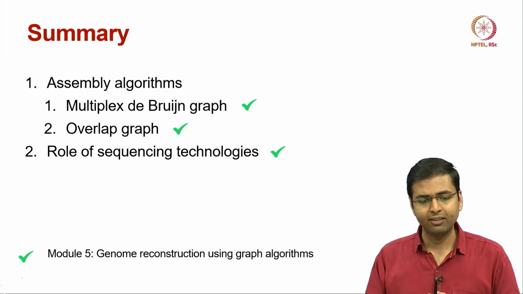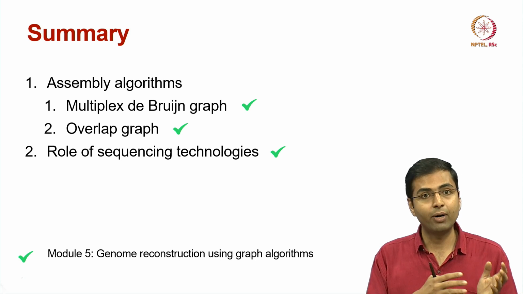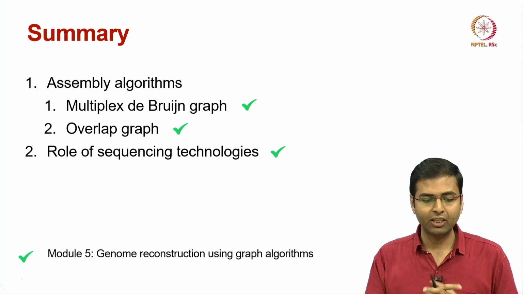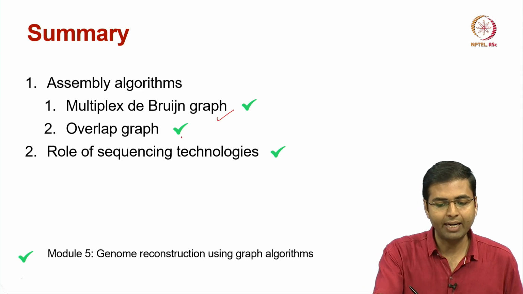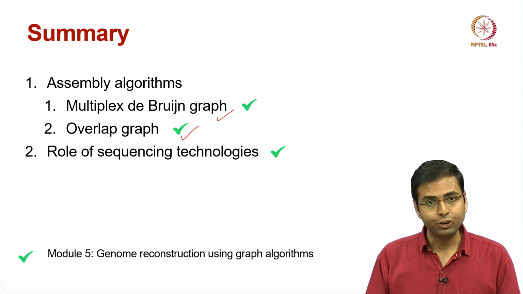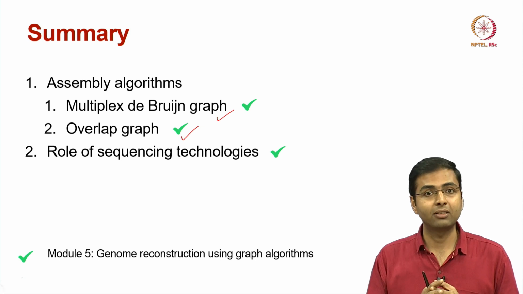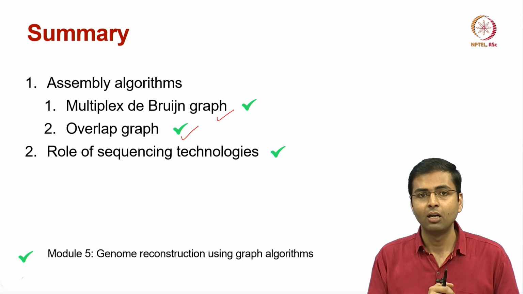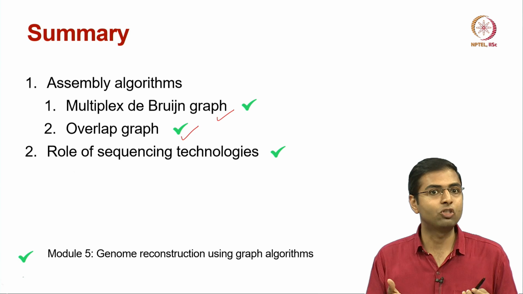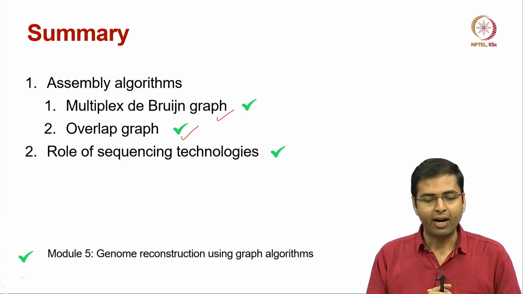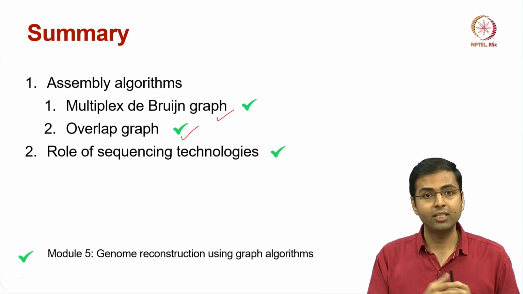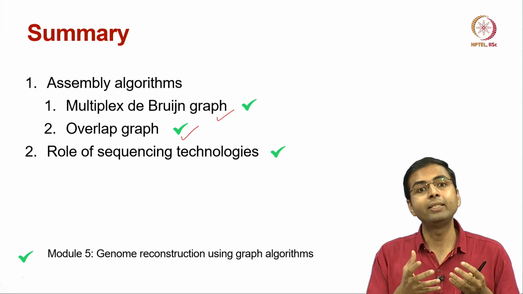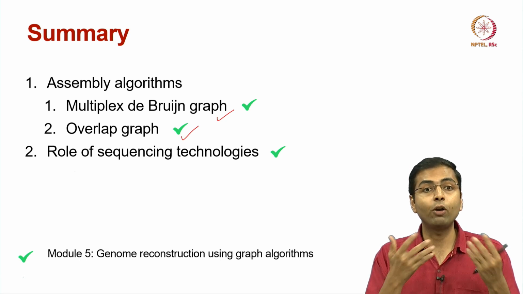So, concluding this lecture, we have looked at 3 types of assembly algorithms. In the last lecture we covered de Bruijn graphs. In this lecture we covered multiplex de Bruijn graphs as well as overlap graphs. I should mention that all these 3 algorithms are powerful and very effective. They are used in modern genome assemblers. However, all these algorithms also have limitations, which means this is an active research topic as well. We also looked at the role of sequencing technologies, like how the evolution of sequencing technologies has impacted the quality of assembled genomes.